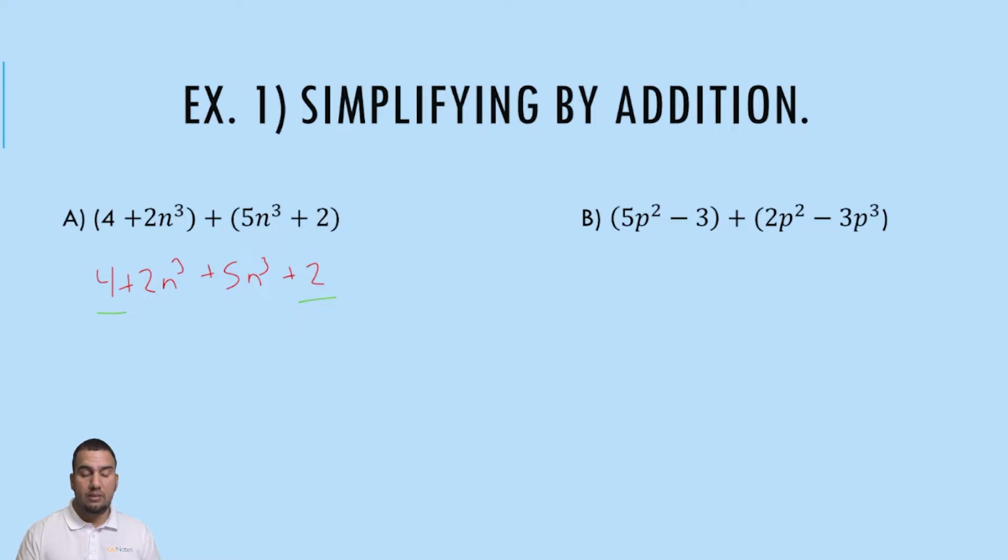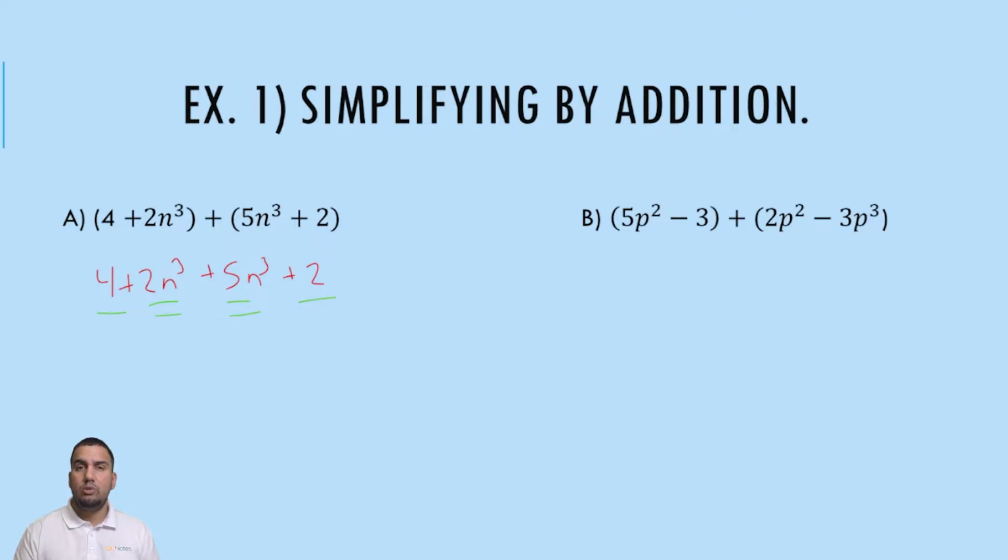I'm then going to look at my next term. Well, I see 2n cubed, so I'm going to draw 2 lines for that. And I'm going to look for another term that has an n cubed as well, which will be right next to it. My step after that is I'm going to combine the like terms. So for example, I'm going to combine the 4 and the 2, and the 2n cubed plus 5n cubed.